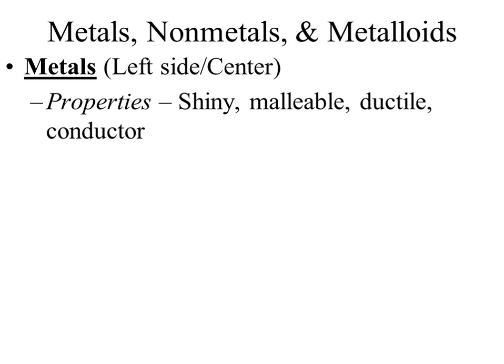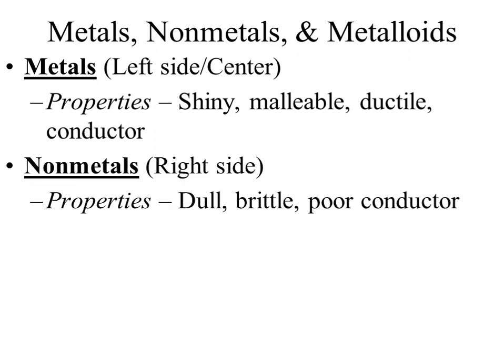Properties shared by most of these metals are that they are shiny, they are lustrous, they are malleable, they can be formed into different shapes and flattened out, they are ductile, they can be stretched out into thin wires, and they're good conductors, both of heat and electricity.